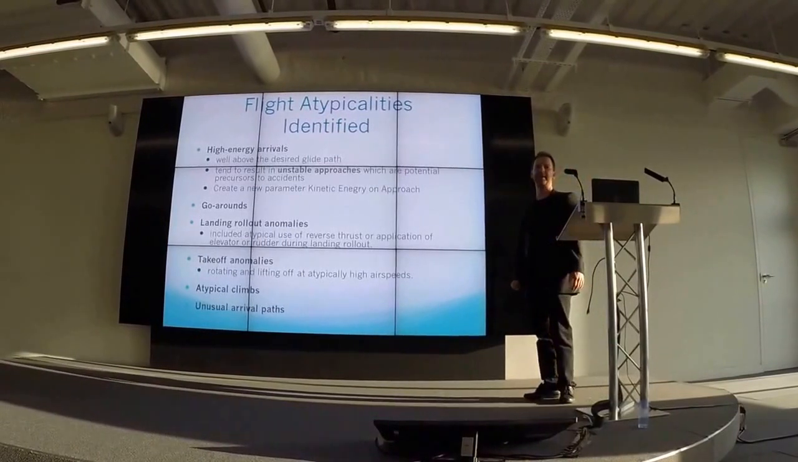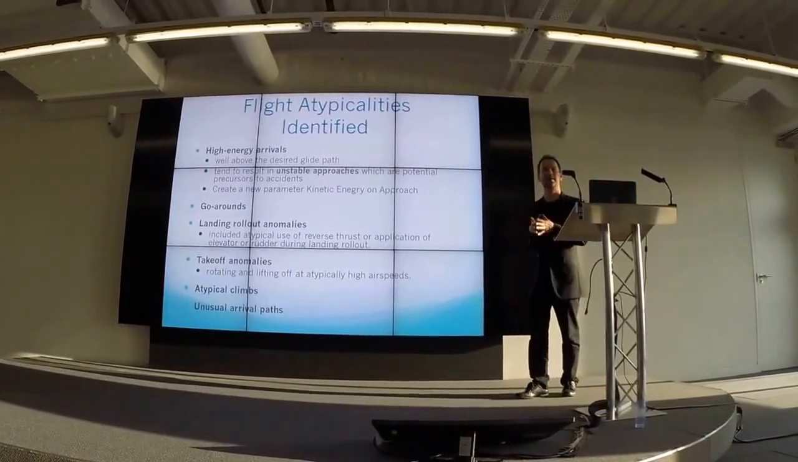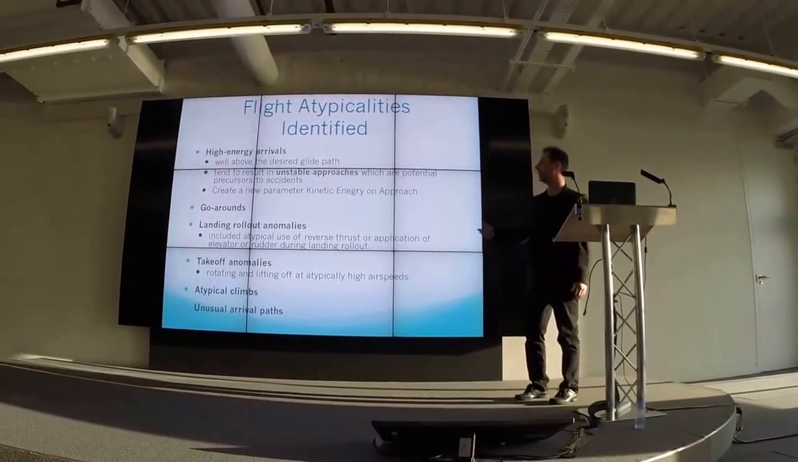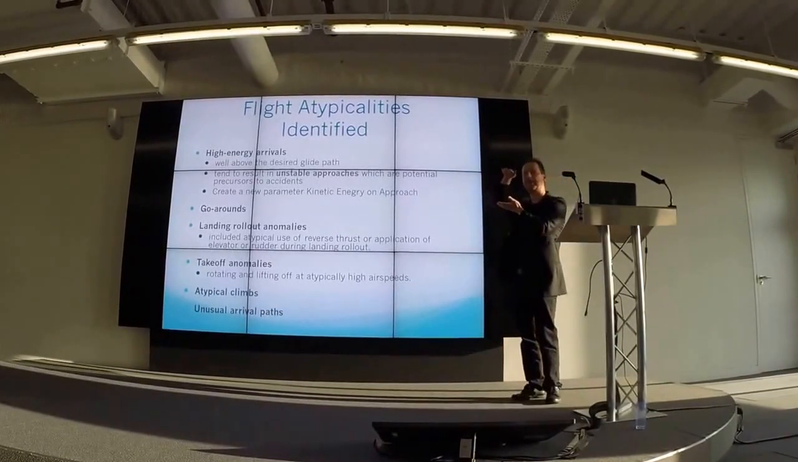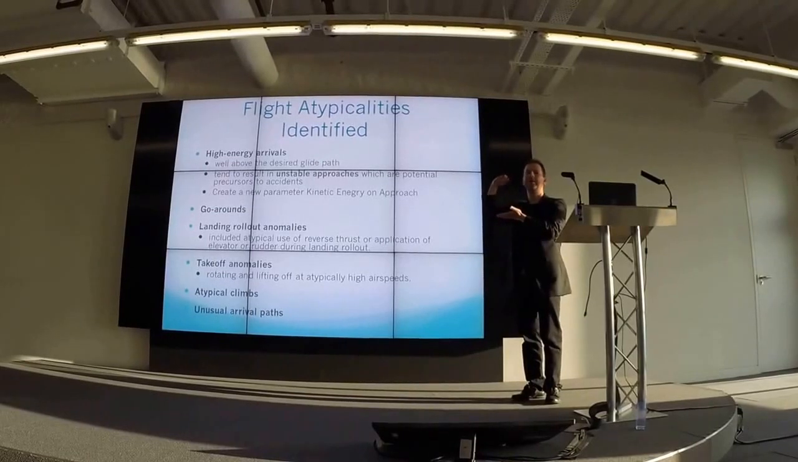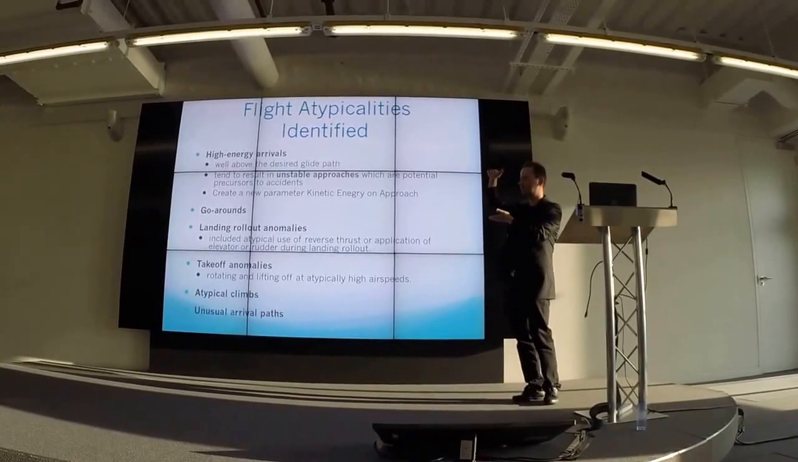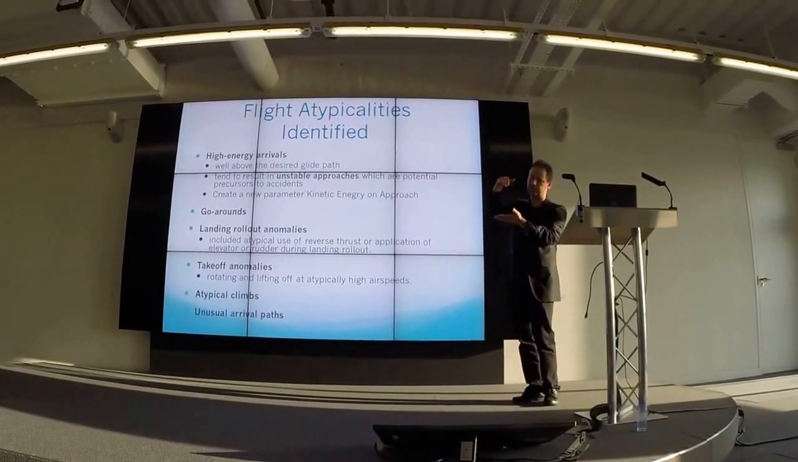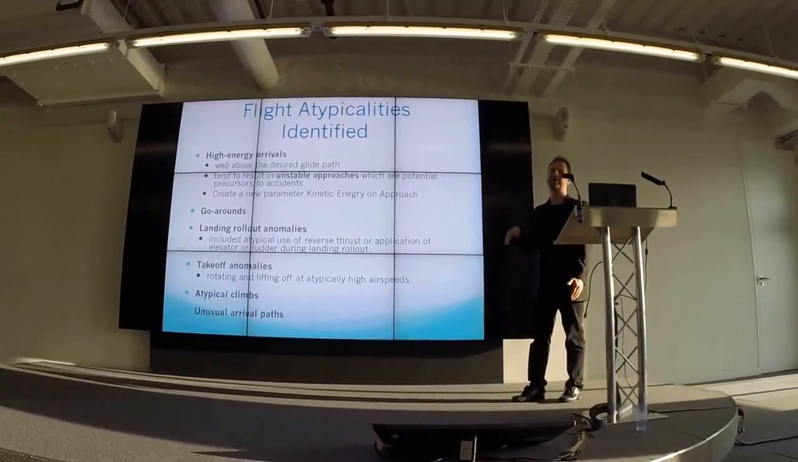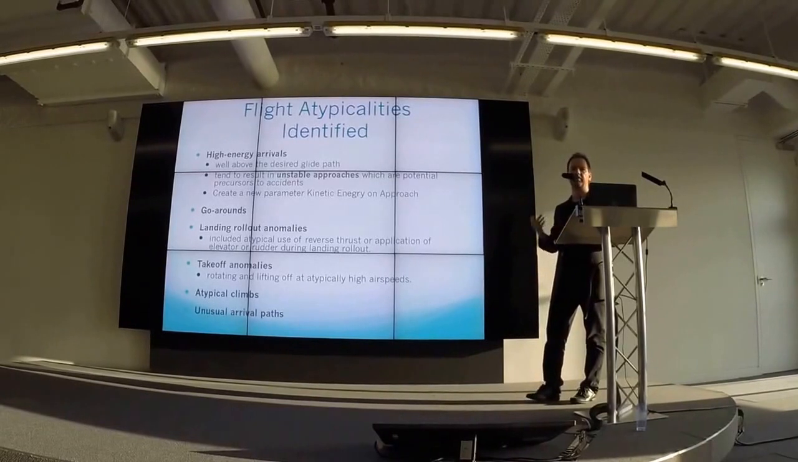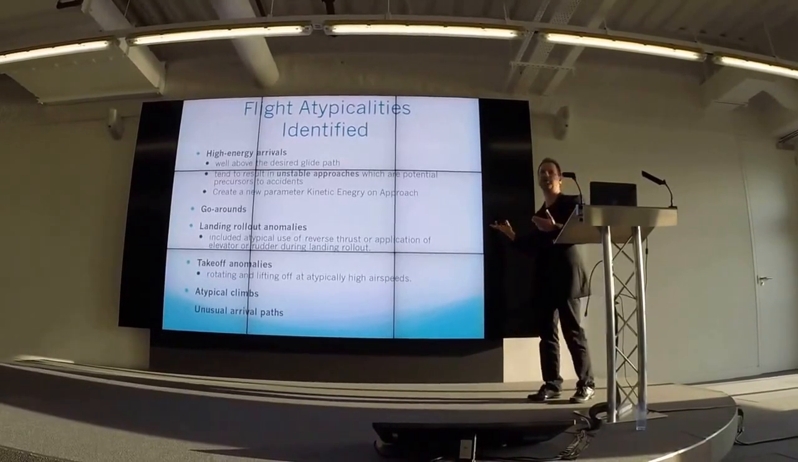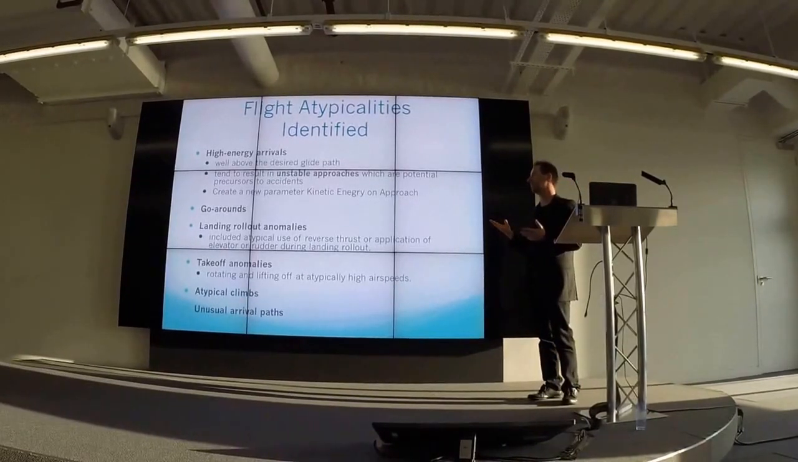It started finding atypicalities, and these are some of the atypicalities it found, the high energy arrivals. This is when the plane comes in, but it comes in too high. So the glide path is a bit too high, and then they have to land with very high speed. And we know that this goes into unstable approaches, which can lead to accidents.